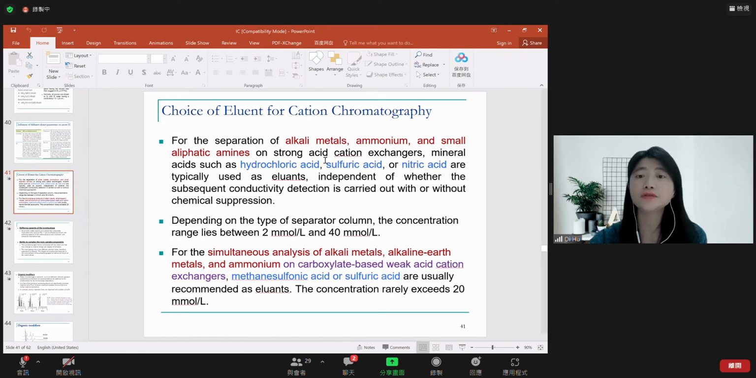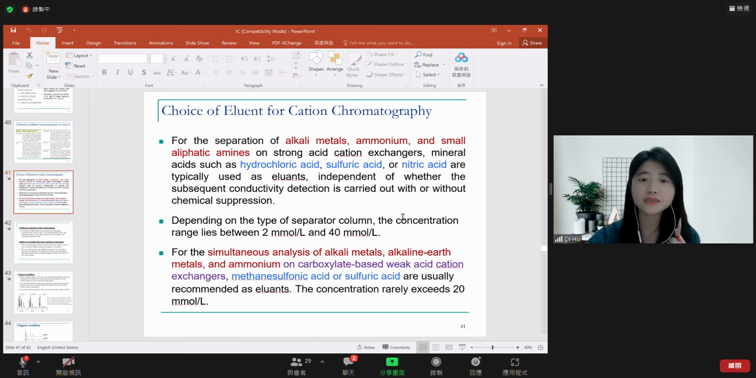If you are dealing with single-charged monovalent ions, like ammonium, alkaline, and small aliphatic amines in cation exchange, you can use a strong cation exchanger, using mineral acids such as hydrochloric acid, sulfuric acid, or nitric acid as the eluent.